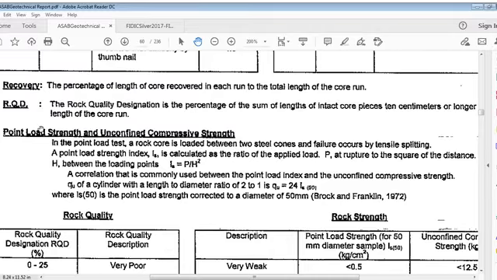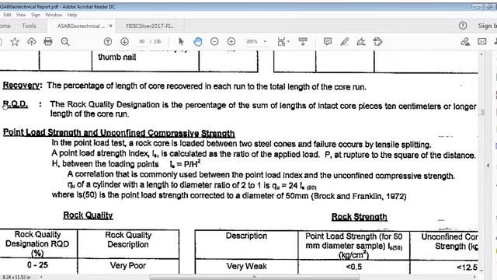Recovery. What is recovery? Percentage of length of core recovered in each run to total length of core run. Percentage of recovery is how much total you have withdrawn and what is intact in that. That's called recovery. More recovery means better soil. Less recovery means not.